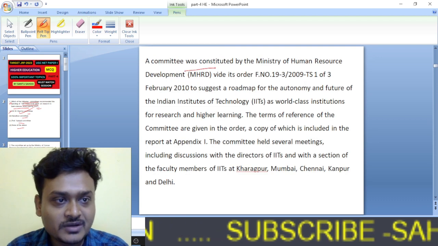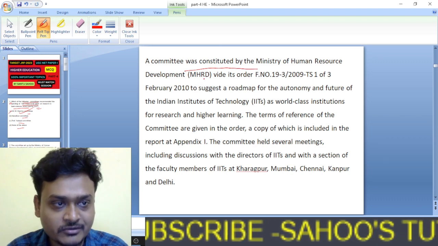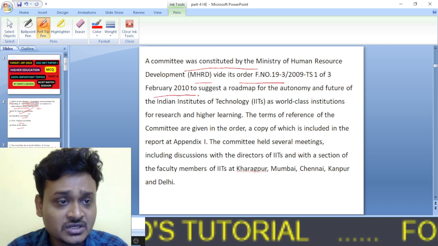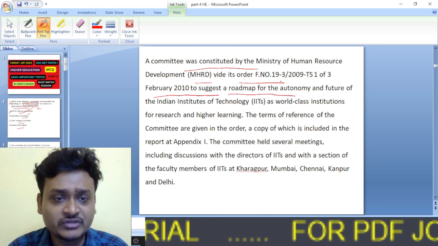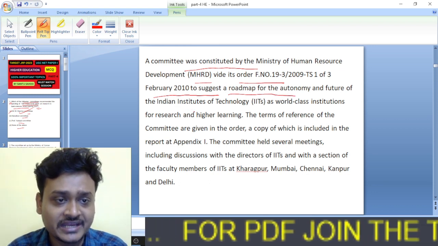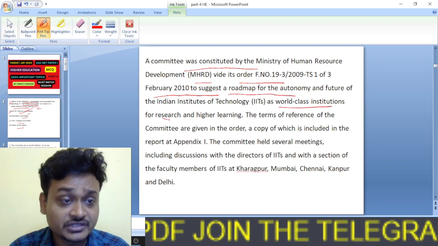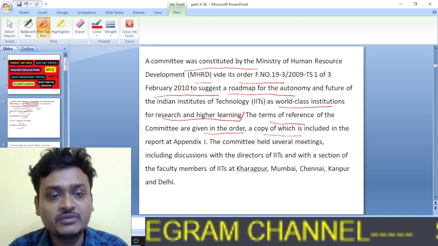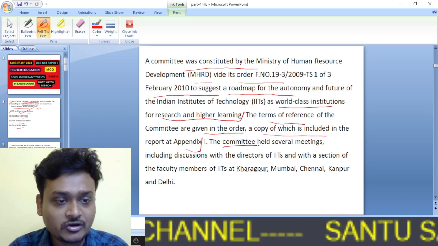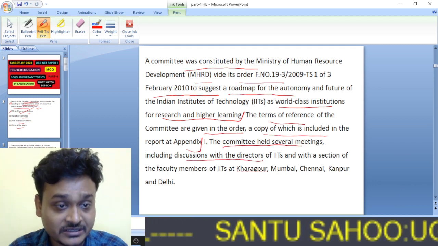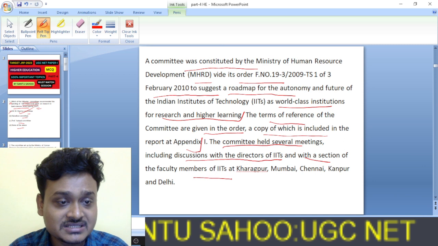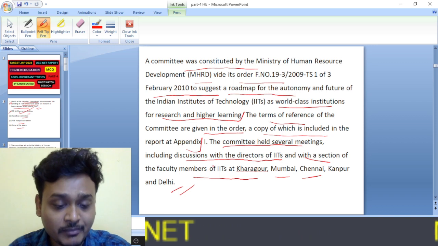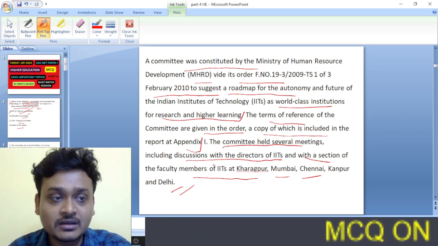A committee was constituted by the Ministry of Human Resource Development, MHRD, by its order of 3rd February 2010, to suggest a roadmap for the autonomy and future of Indian Institutes of Technology, that is IITs, as a world-class institution for research and higher learning. The terms of reference of the committee are given in the order, a copy of which is included in the report at Appendix 1. The committee held several meetings, including discussions with the directors of IITs and a section of faculty members of IITs at Kharagpur, Mumbai, Chennai, Kanpur, and Delhi. And it was headed by none other than Anil Kakodkar.